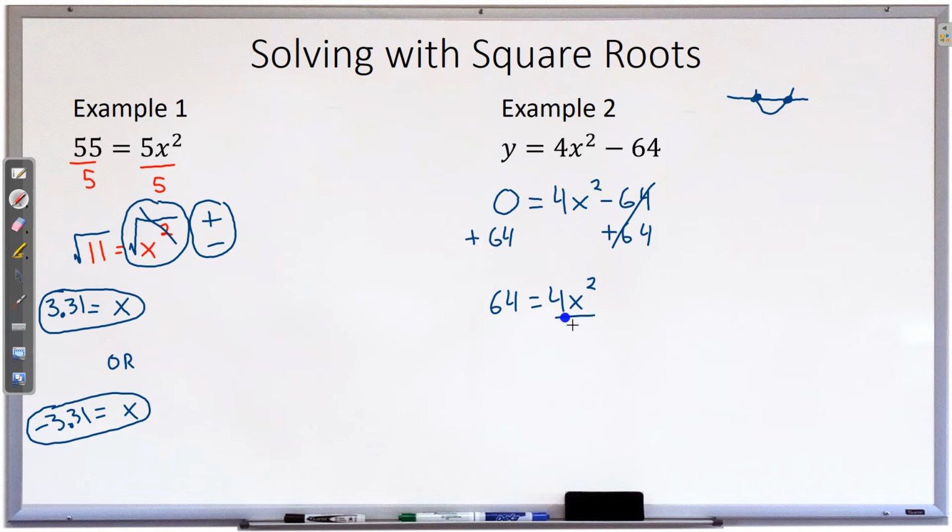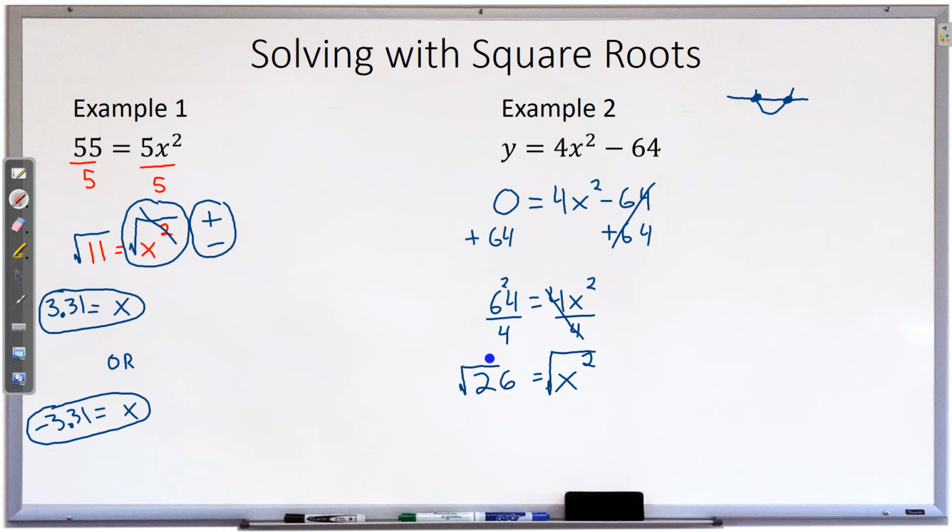Divide by 4 on both sides. So we'll get x squared is equal to, 4 goes into 6 2 times with 2 remainders, 4 goes into 24 6 times. So we have x squared is equal to 2.6. And again, we're going to square root both sides.